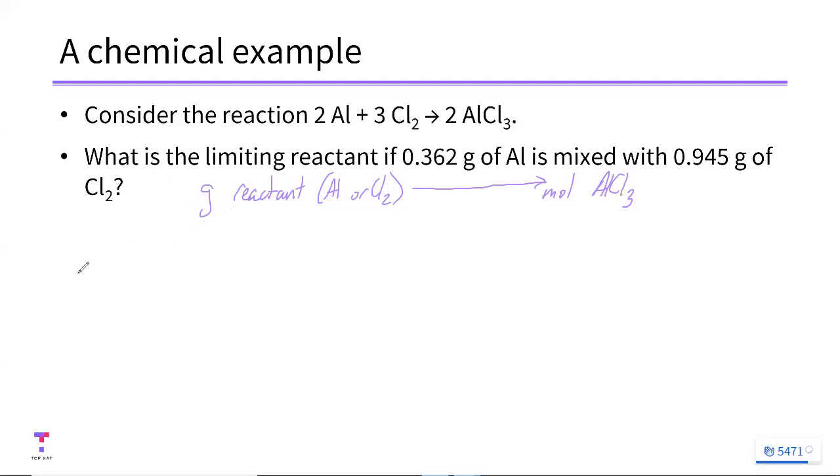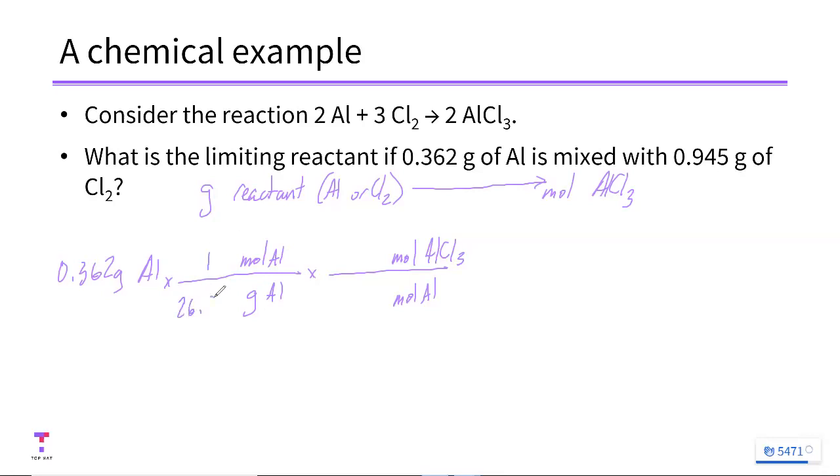So in this process, we're going to take our grams of aluminum, so 0.362 grams of aluminum. First thing that we're going to do, turn that grams of aluminum into moles. And then the next thing we're going to do, take that moles of aluminum and turn it into moles of aluminum chloride. Now, first step, molar mass step, 1 mole of aluminum is 26.98 grams. Got that directly off of the periodic table.